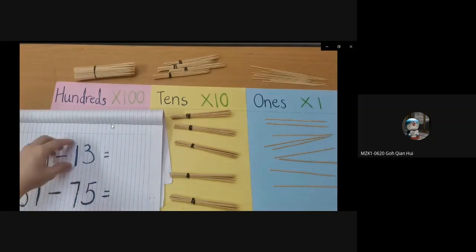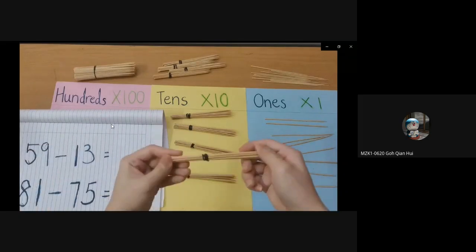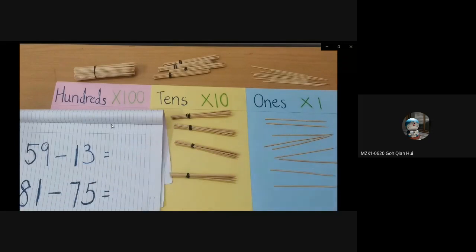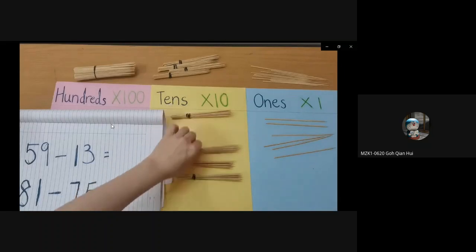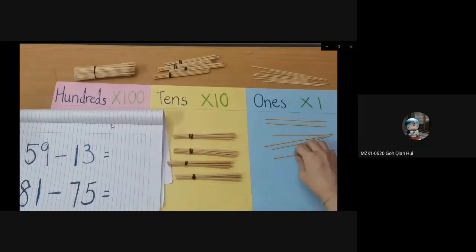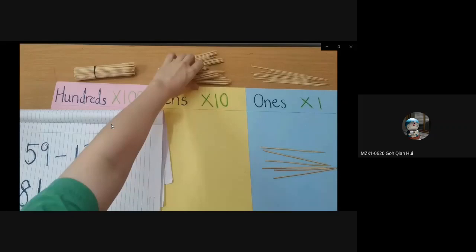So what I will tell the student, the 1 here means 10. So they have to take away 1 bunch of the sticks here. And 3 wooden sticks here. So now they can count, and it is the answer. 10, 20, 30, 40, 41, 42, 43, 44, 45, 46. And they know the answer is 46. Okay, and now we proceed to the second question.